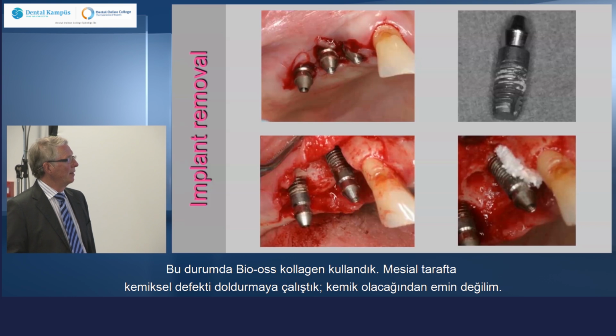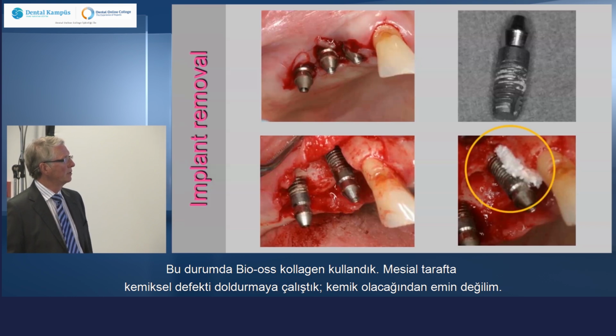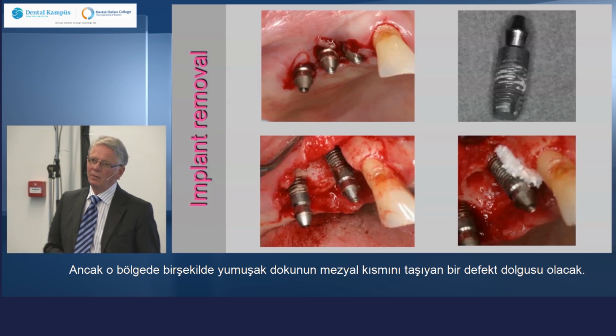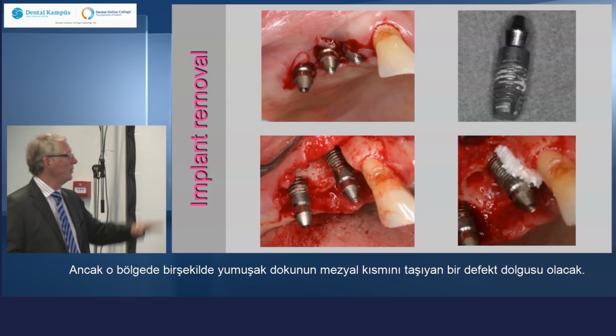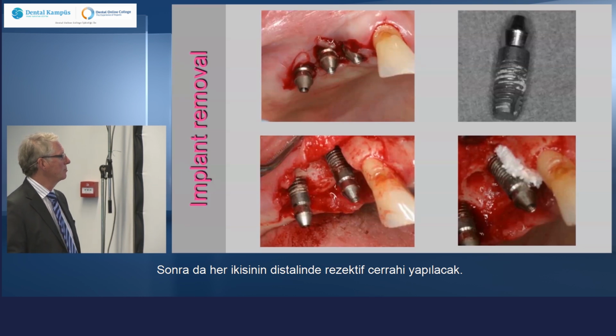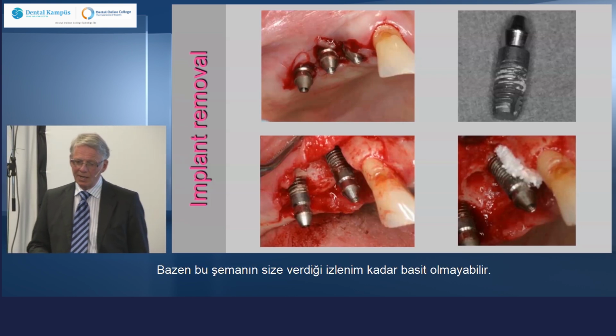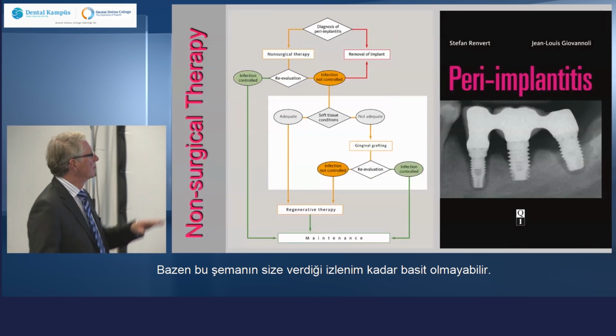In this case, we used the BioOss collagen here on the mesial just to try to get some osseous defect fill. I'm not sure it's going to be bone, but there will be some kind of defect fill here, and to hold the mesial part of the soft tissue, and then make a resective type of surgery in the distal one and also on the distal of that one. So sometimes it's not really straightforward.